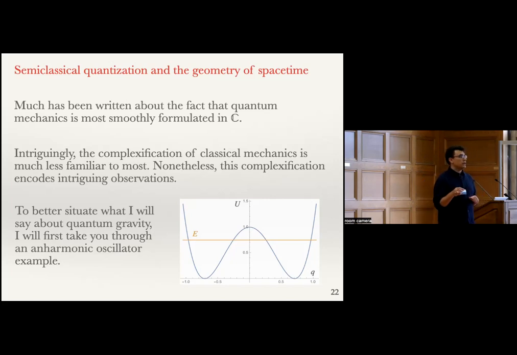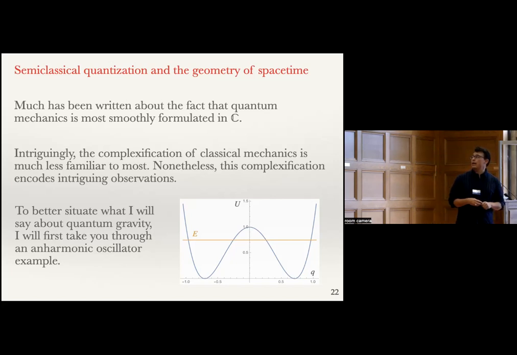Something that I think people are much less familiar with is the fact that classical mechanics also has a lot of structure when you complexify it, and that structure actually tells you about the semi-classical aspects of quantum mechanics. So to better situate the ideas, I'm going to start with a very familiar example, and I'm going to describe everything in terms of that example, and then I'm going to try to reconnect with quantum gravity.